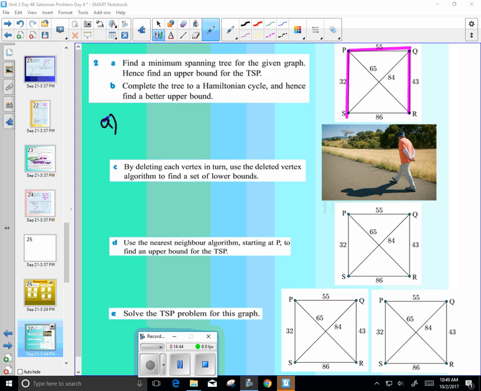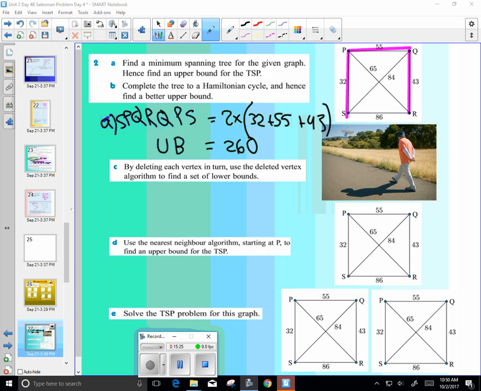So for part A, you're going to go PQ, SPQR, and then you're going to go back to QPS. Now obviously that's not the best way, but it is 2 times 32 plus 55 plus 43. It helps to at least get some visuals on this. So this is going to be, what is this? 98, 130 times 2 is 260. That's going to be my upper bound for sure.